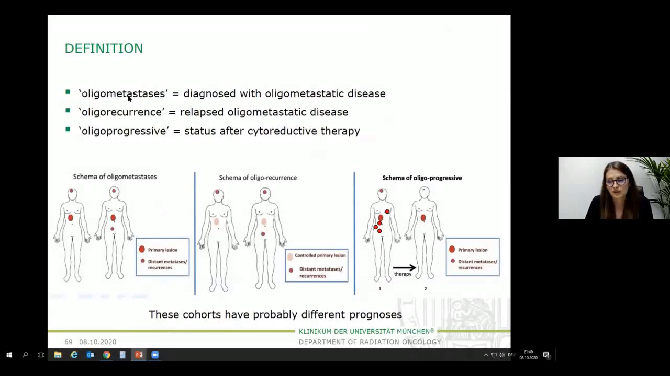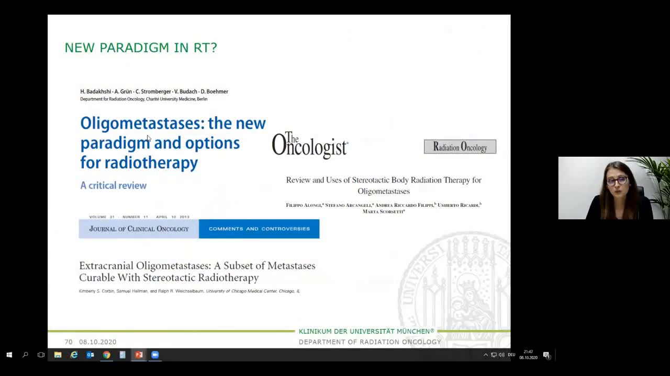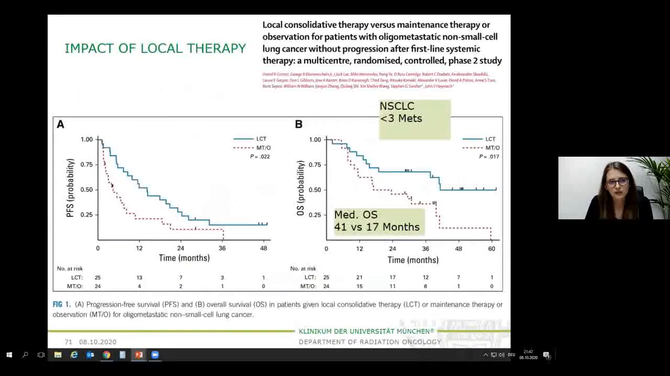So oligometastasis de novo, or as a recurrence, or after systemic treatment, if they have one progression, for example, that's oligoprogressive disease. Is this a new paradigm in radiotherapy? I would say yes. I'm going over this a bit quicker now. I think all of you have seen this already, the new studies we have regarding this.